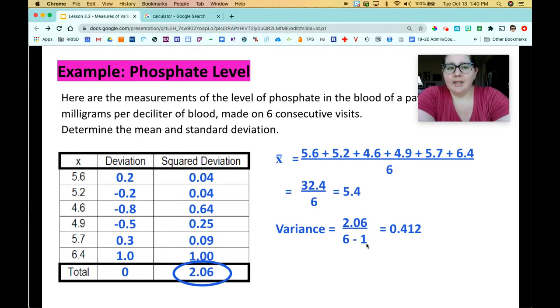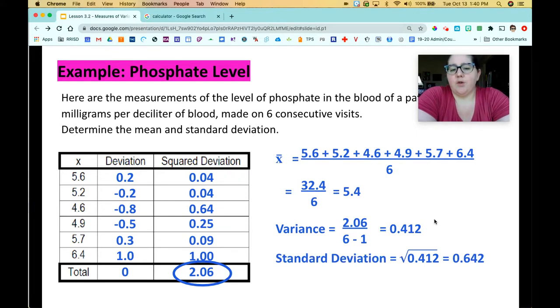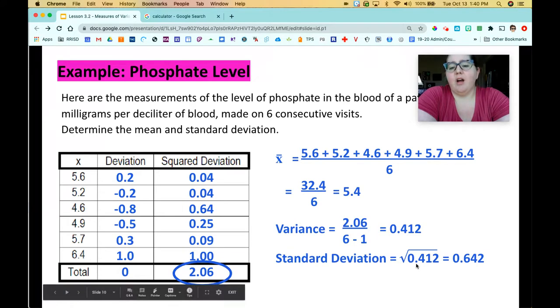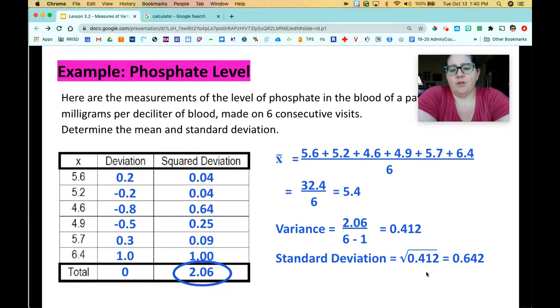So that's our variance. And then our final step to find standard deviation is we take the square root. Remember, we squared the deviations. Now we have to undo it. So the square root of 0.412 is 0.642. So our standard deviation on this one is 0.642.